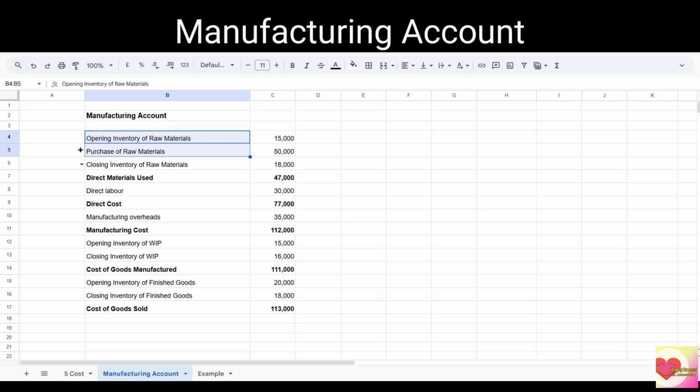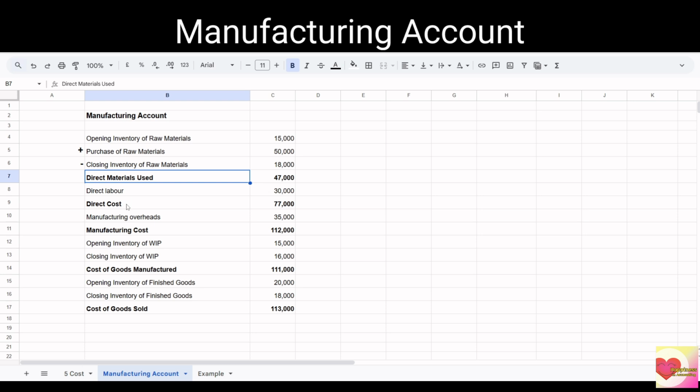However, not all of these materials will necessarily be used by the end of the period. There will most likely be leftover raw materials, which form the closing inventory. So we subtract the closing inventory to determine the actual direct materials used during the period.